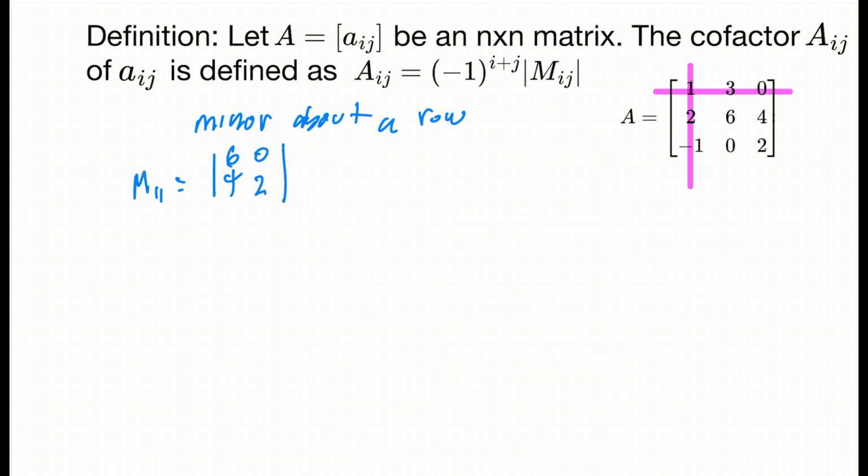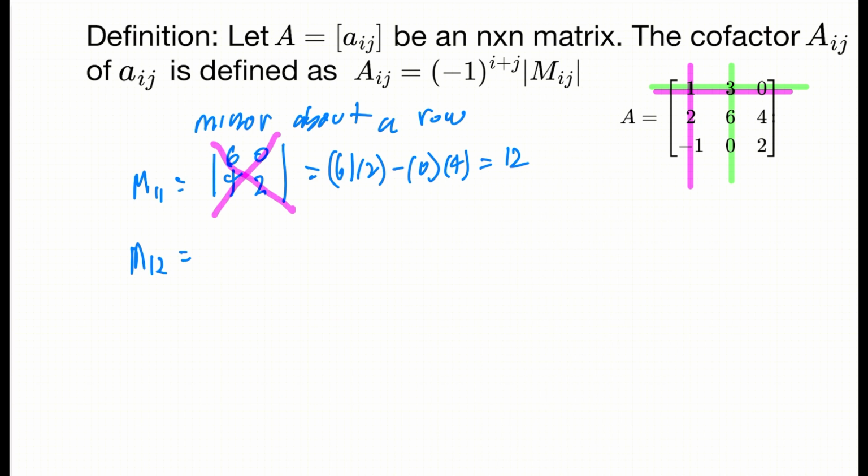Now we take the determinant of that, cross multiply, and that is going to be equal to 6 times 2 minus 0 times 4, which is equal to 12. So there's our first determinant. Now let's look at M12, row 1, column 2. So now we're left with 2, minus 1, 4, and 2.